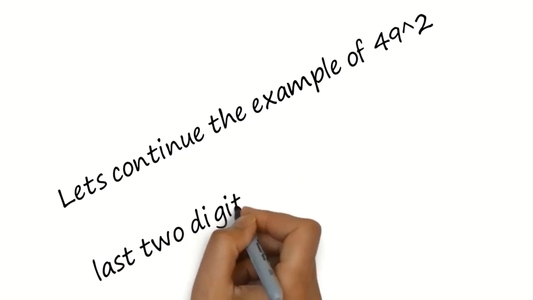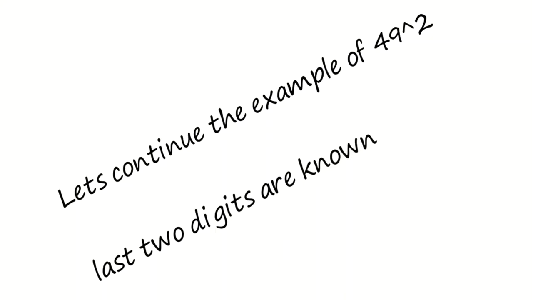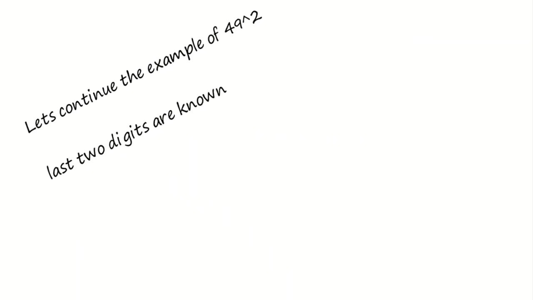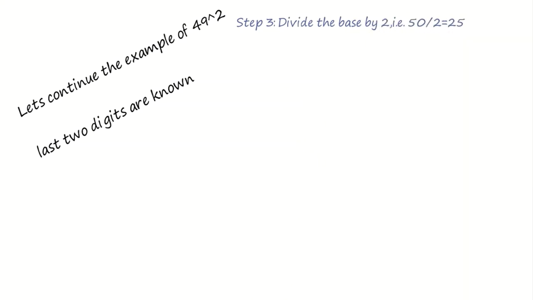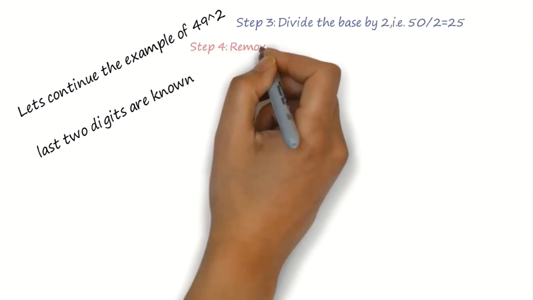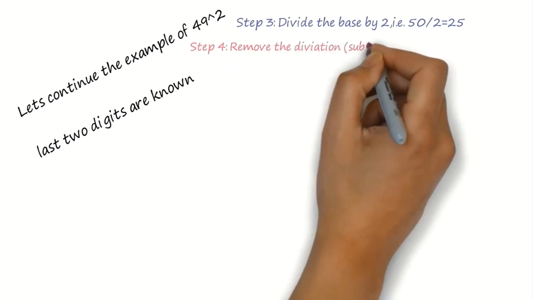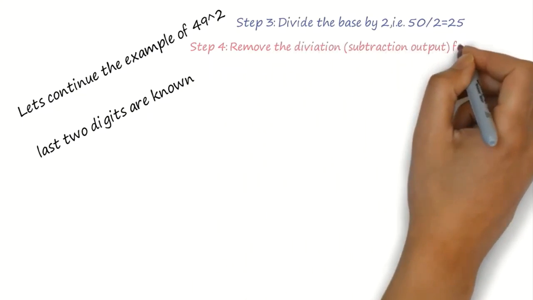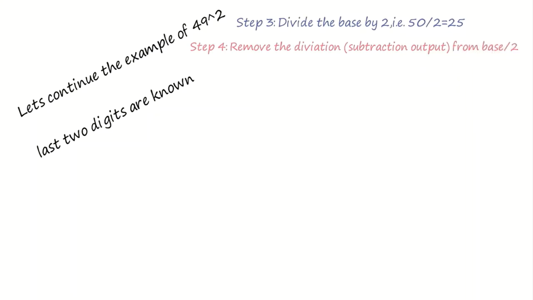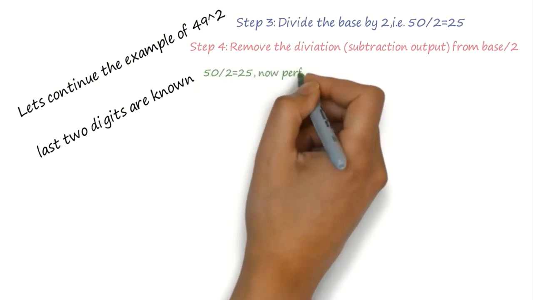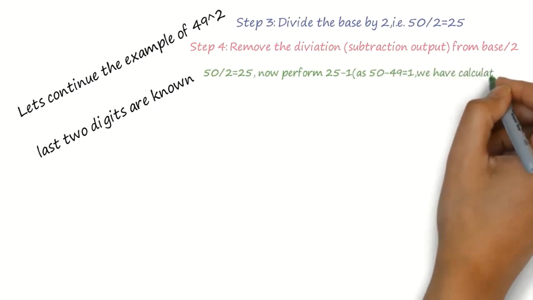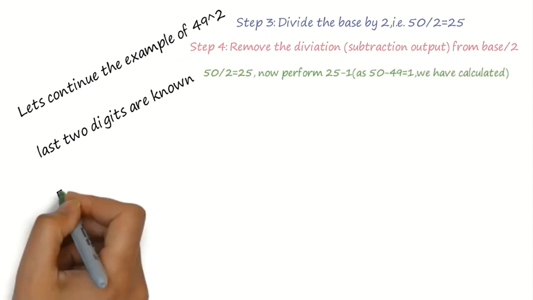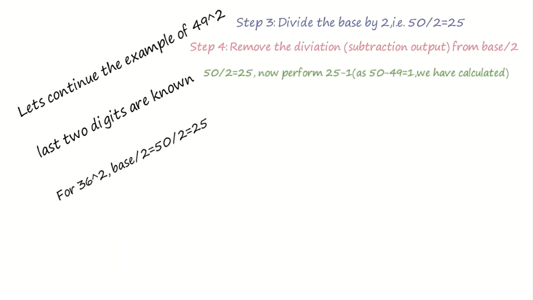We already know the last two digits. Let's find out the steps to calculate the first two digits. Now divide the selected base by 2, that is 50 by 2 is equal to 25. And then subtract the deviation, that is the difference between the base and the number to be squared, from the calculated value in step 3, that is base by 2. Since the base is 50 for calculating 49 square and 36 square, we will perform 50 by 2, that is 25, in both cases.